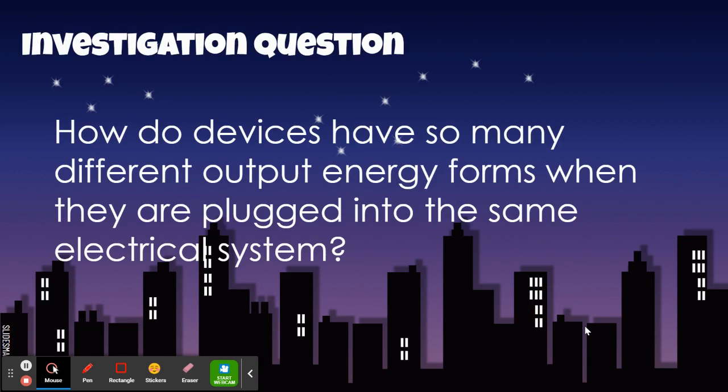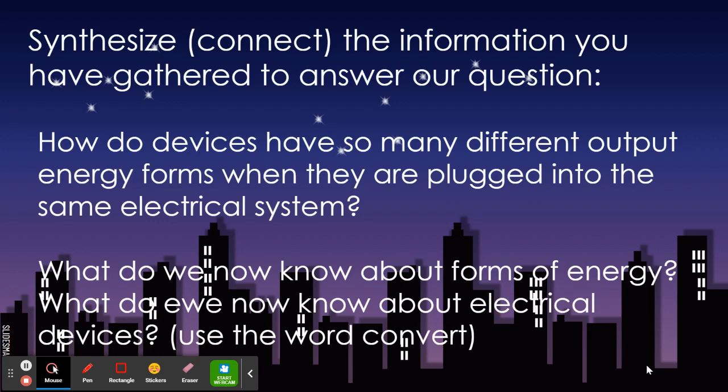Here's how I'm going to help you do that. Remember, the question you're trying to solve is how do devices have so many different output energy forms when they're plugged into the same electrical system? You need to find examples in the reference book. You're going to then synthesize those ideas that you've written down to answer that question. I know you hear me say this over and over again, but that is what you're trying to answer. Here's a couple questions that can help you answer our big question, our new idea. I've also written these in Seesaw, and I want you to answer them as you're going along.